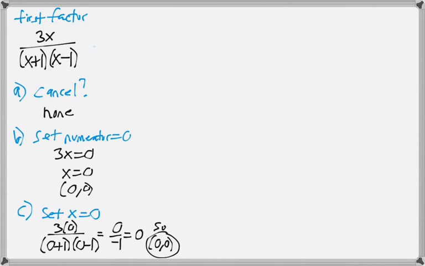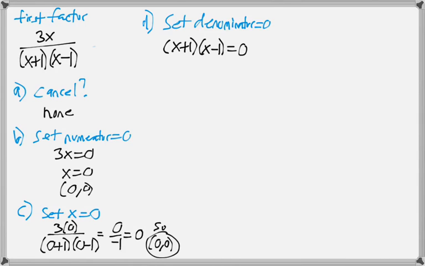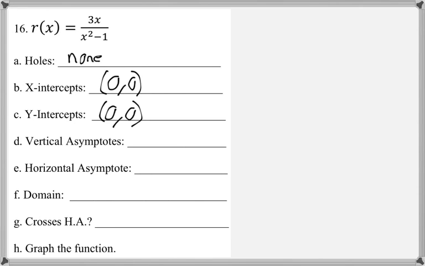Okay, for part D, this is the vertical asymptotes. So I want to set the denominator equal to 0. So because I've already factored it, that's good. And it's just going to be x is equal to negative 1, and x is equal to positive 1. So these are the vertical lines at 1 and negative 1.